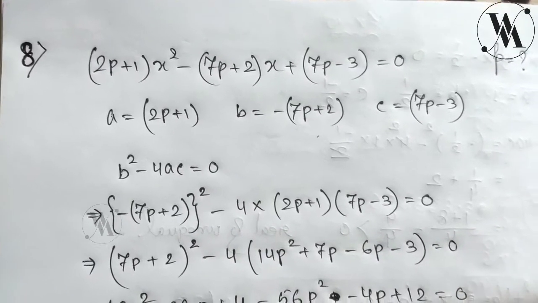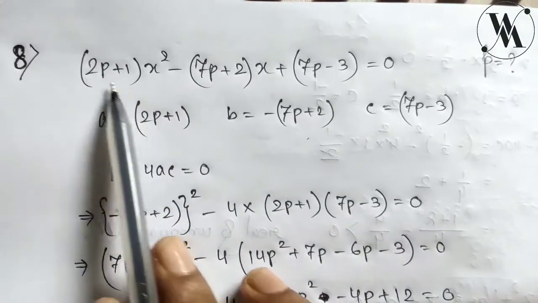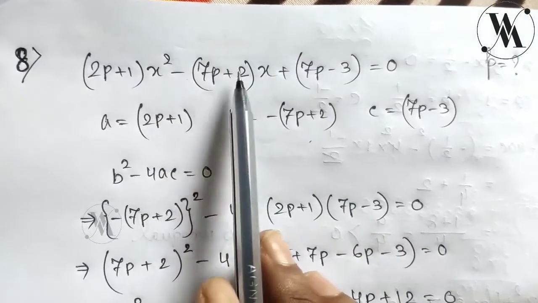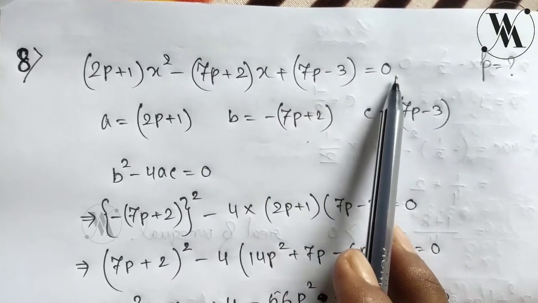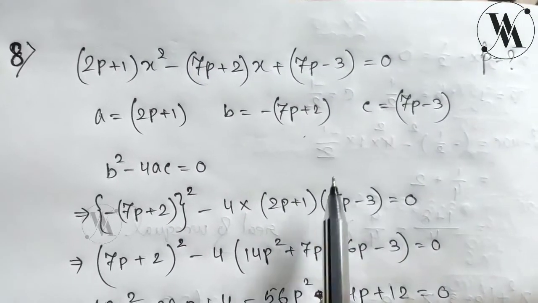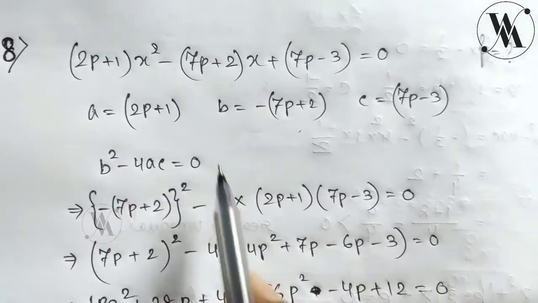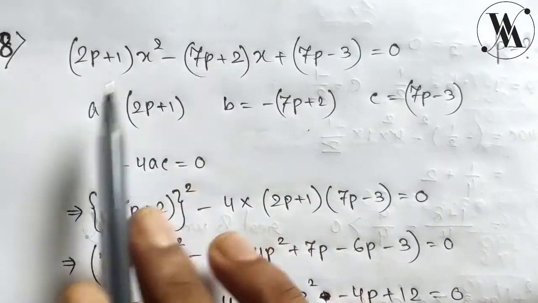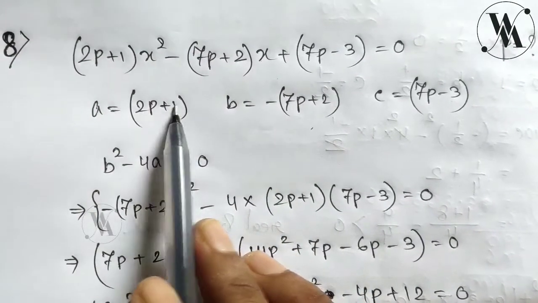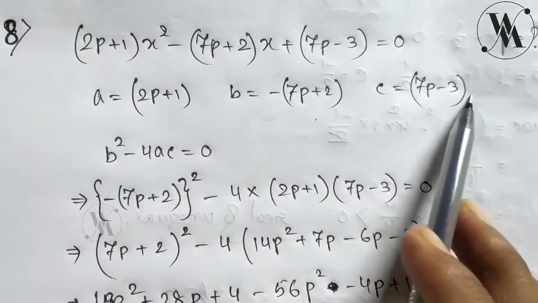In sum number 8, find the values of p for which the quadratic equation (2p plus 1)x square minus (7p plus 2)x plus (7p minus 3) equals 0 has equal roots. It is given that it has equal roots, that means b square minus 4ac equals 0. First we have to compare this equation with the standard quadratic equation, and we get a equals 2p plus 1, b equals minus (7p plus 2) and c equals 7p minus 3.